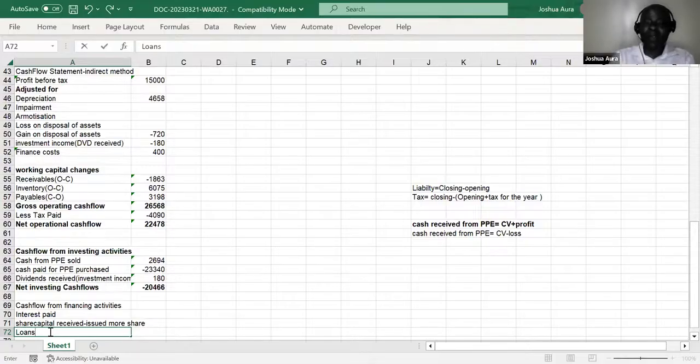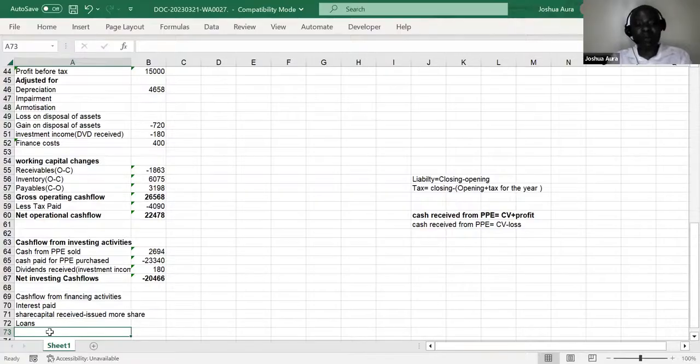And of course, we have a very important one here. We have the concept of dividends, dividends paid. Because when guys buy, when they give you share capital, you must pay them dividends. You must pay them dividends.